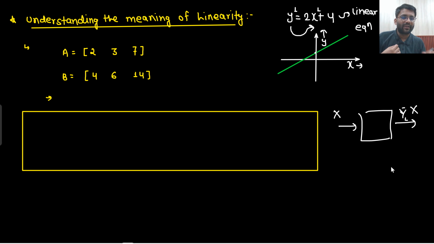Take the example of this mic. I am speaking slowly, but this mic is giving the output larger. Whatever words I am speaking, the same words are coming out, it's just that they are larger in magnitude. On a mic, whatever you speak, the same thing comes out, just the magnitude is a bit larger, right?